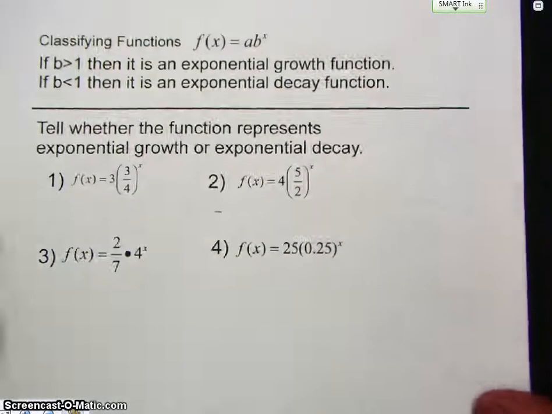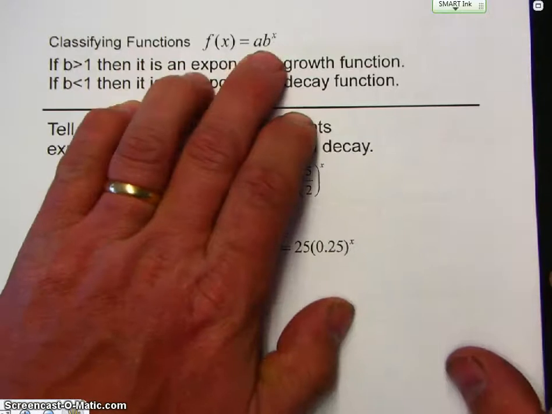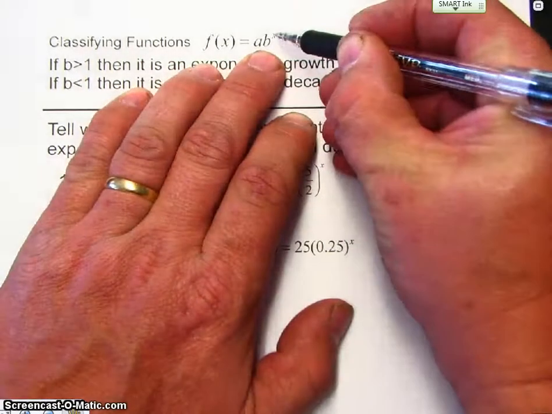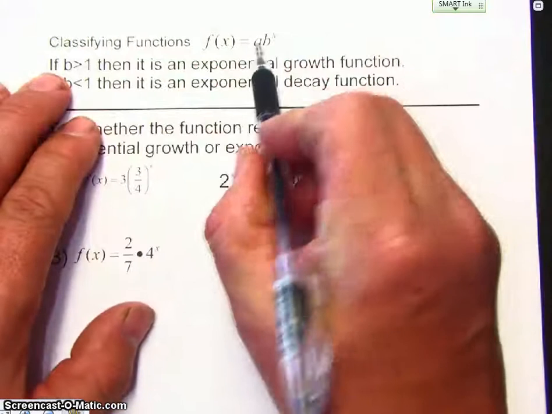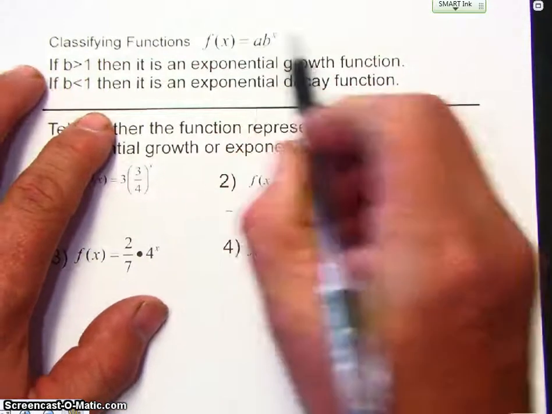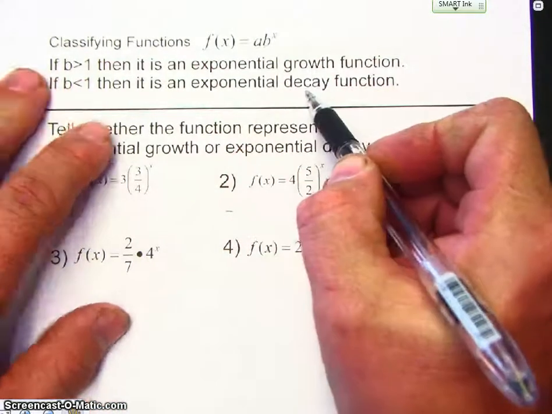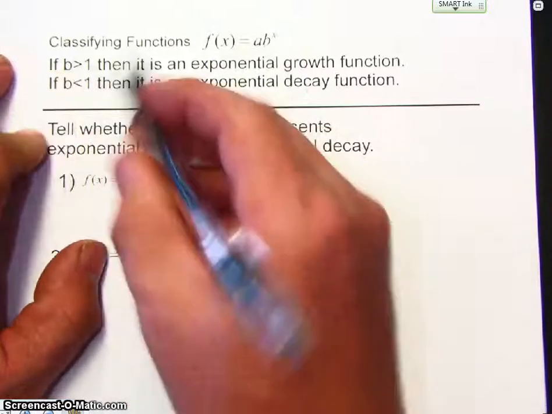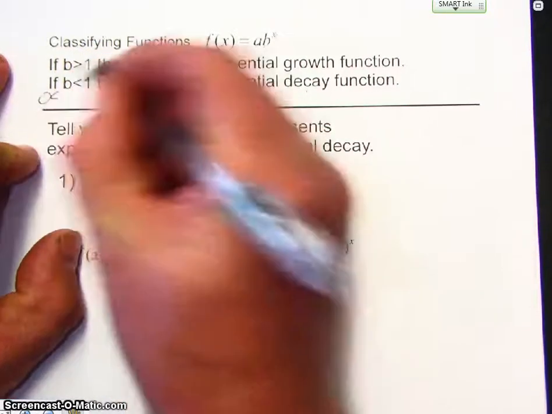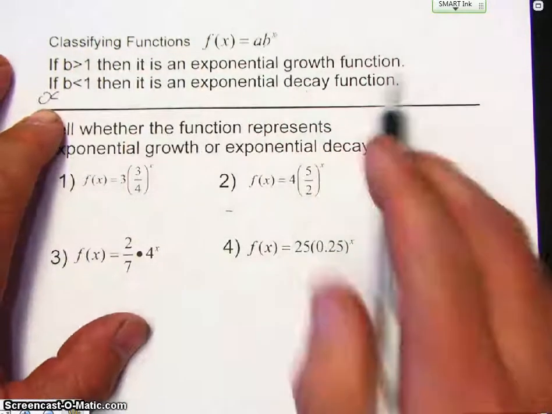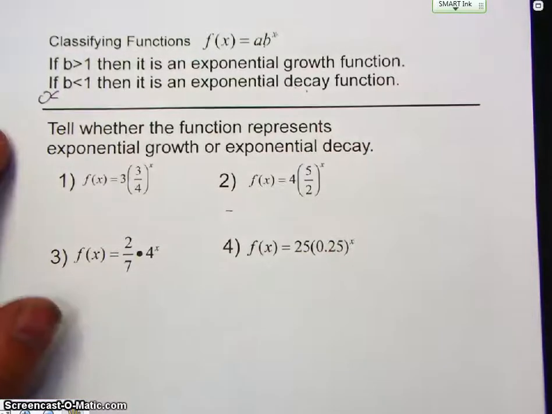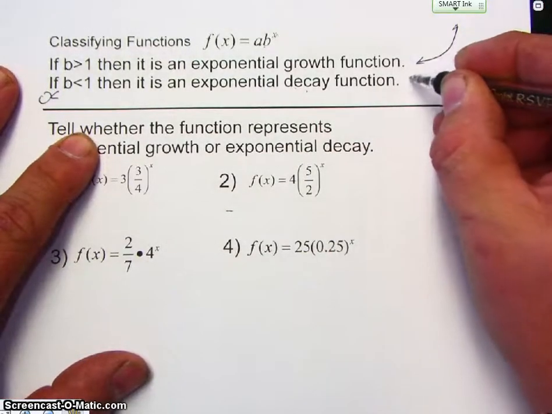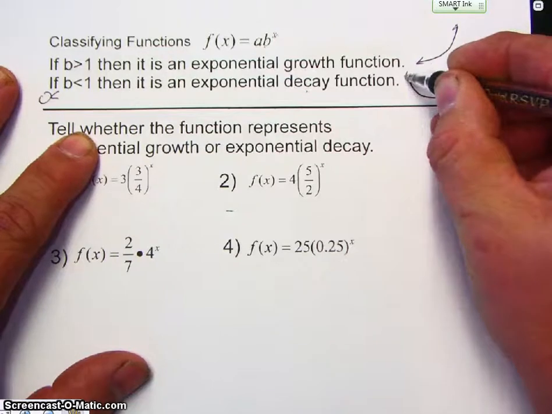All right, so classifying functions. Here are our exponential functions. Why is this exponential? Because you have a variable in the exponent. Remember, a is your y-intercept. b determines if it's growth or decay, just like I said before. If b is greater than 1, it's growth. If it's less than 1 but greater than 0, then it's decay. In other words, your graph will either look like this or it'll look like that.